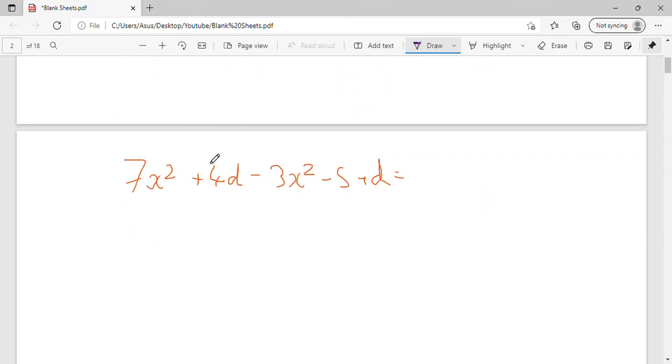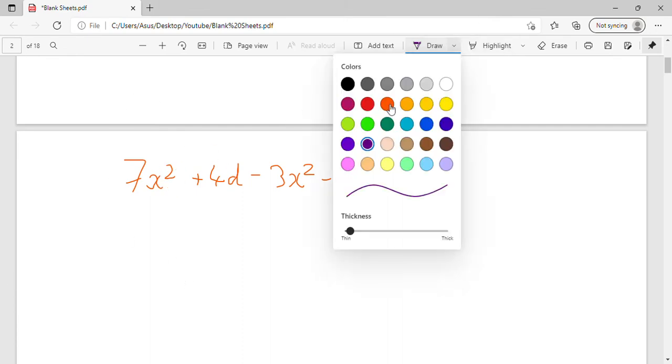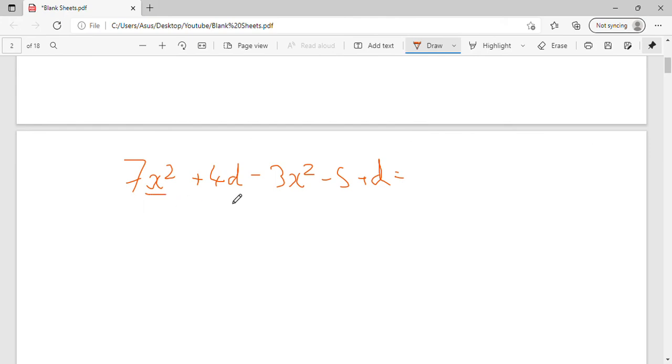Okay, and then let's go for our last question here. Here we have three different types of terms. We have an x squared term, we have the d terms, and we have a number here. So they all have to be separate.